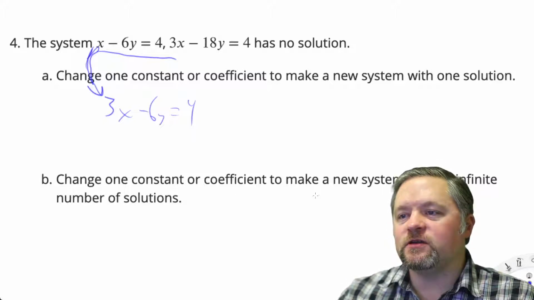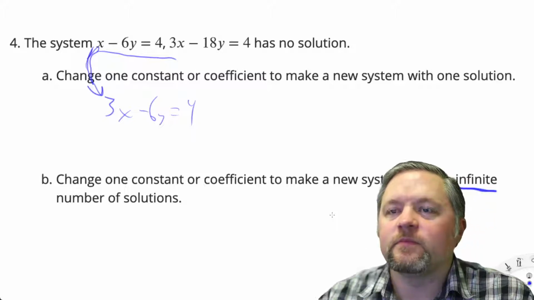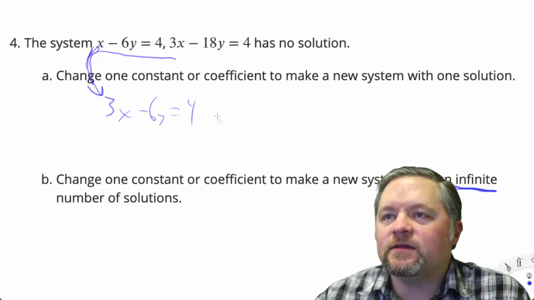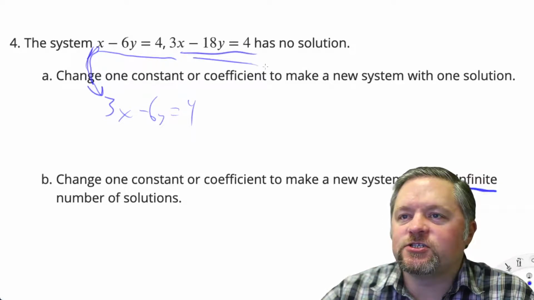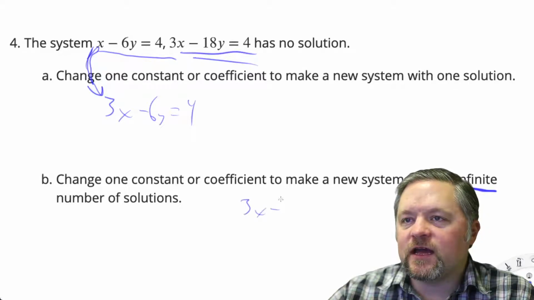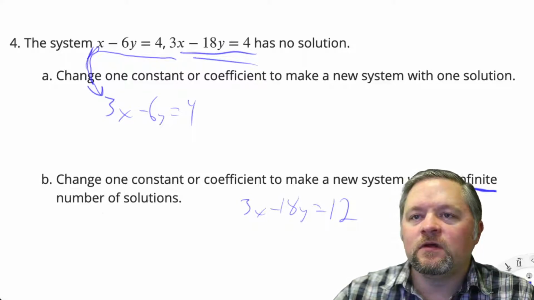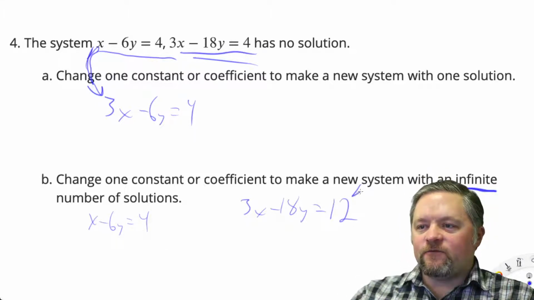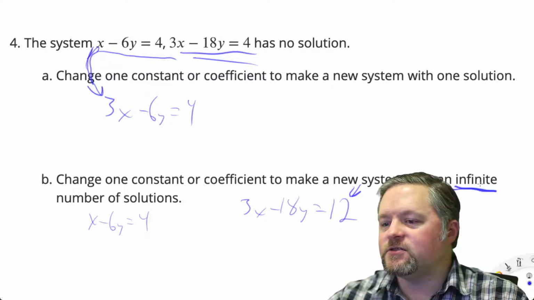Change one constant or coefficient to make a new system with an infinite number of solutions. Infinite number of solutions means I want the exact same thing on both sides, which means I want to change only one number. I changed the first equation last time, so I'm going to change the second equation this time, which is 3x minus 18y equals 4. But if I change that to equals 12, and the other equation is already x minus 6y equals 4, I bet by changing that 4 into a 12, these are actually the exact same equation, which means same equation, same line, infinite solutions.